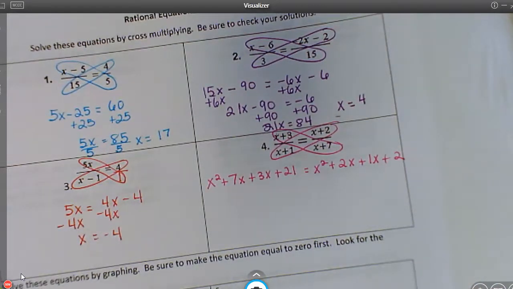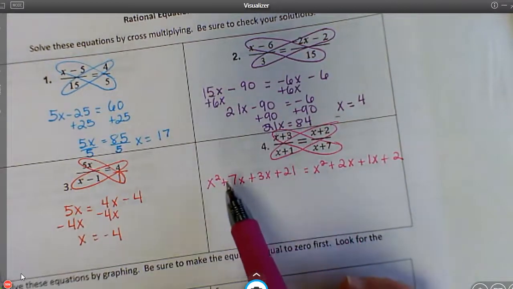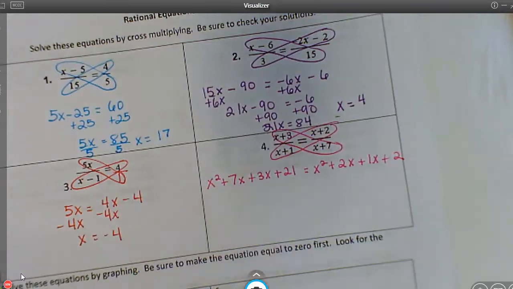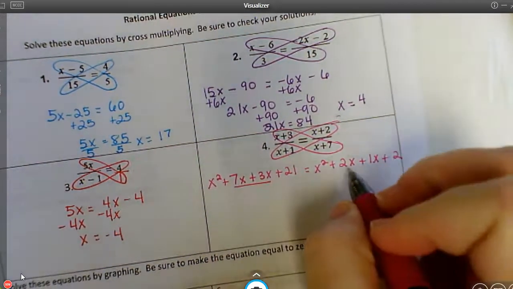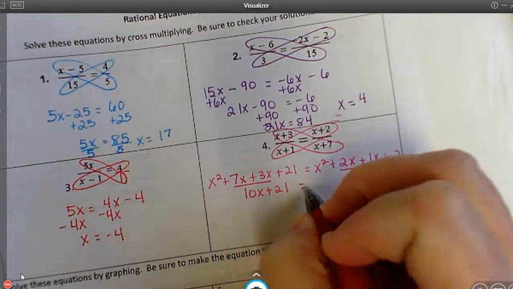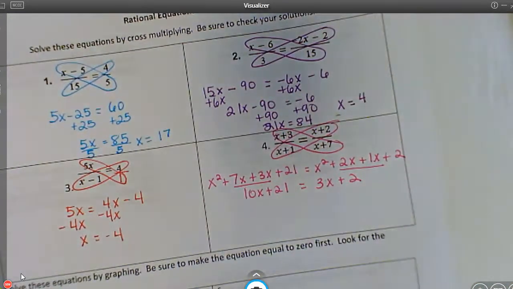After you have it multiplied out, then you can combine and move and do everything that you need to. First of all, I would probably subtract x squared on both sides. If I subtract x squared on both sides, the x squareds totally go away, so that's nice. And then I'm going to combine the x's, so I have 10x plus 21 equals 3x plus 2.